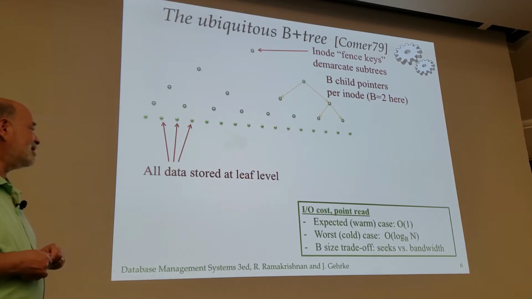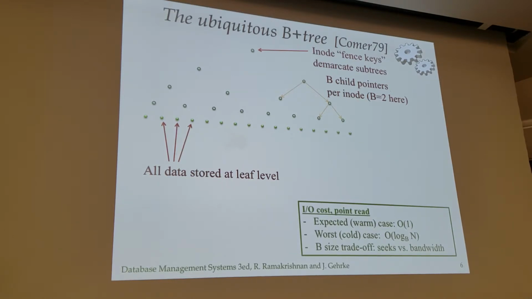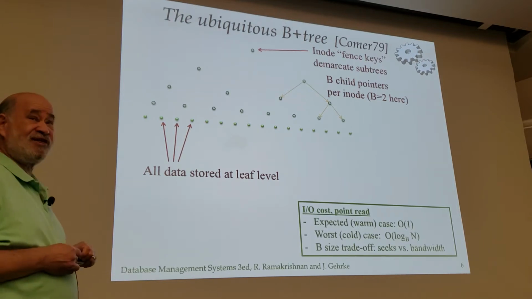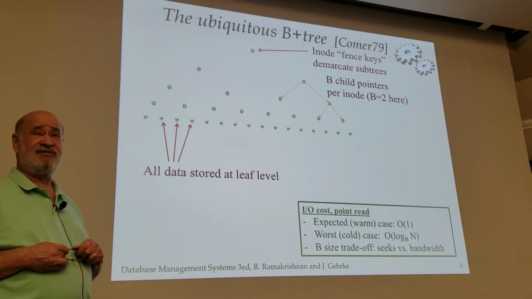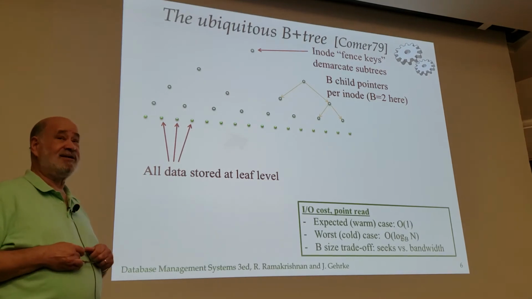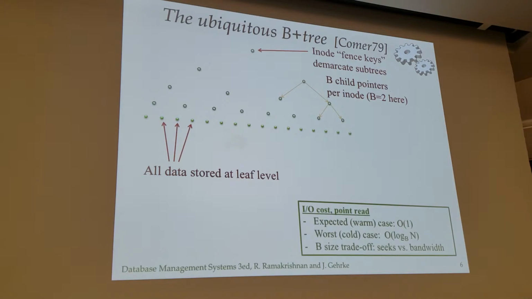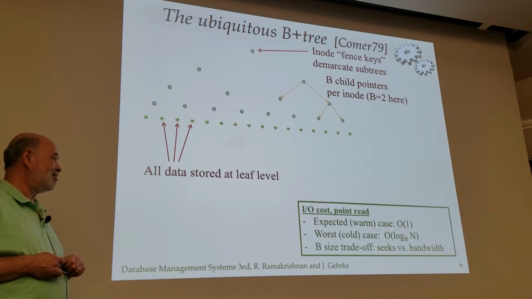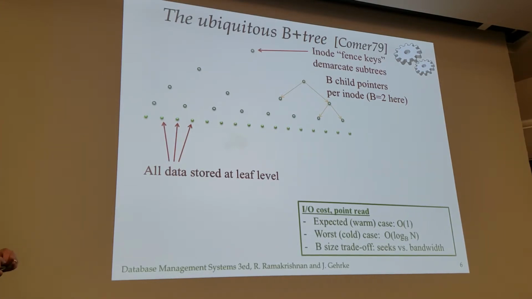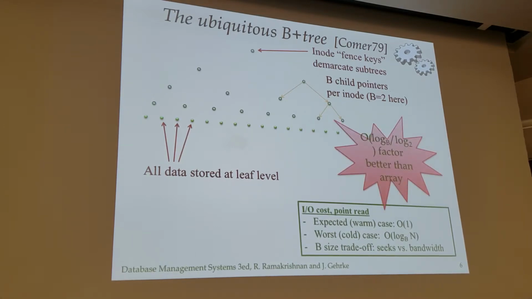And basically, if everything is warm and all your data is in memory, then it's going to be constant time, meaning in terms of the disk IOs. And in the worst case, in case things are cold and you don't have your tree inside memory, then it's going to be just log n to be able to do the search. And the nice thing is that, by having a bigger value of B, you end up having to transfer more data, but you don't have to do as many seeks if you're going out to the disk or SSD to get the data. Okay?